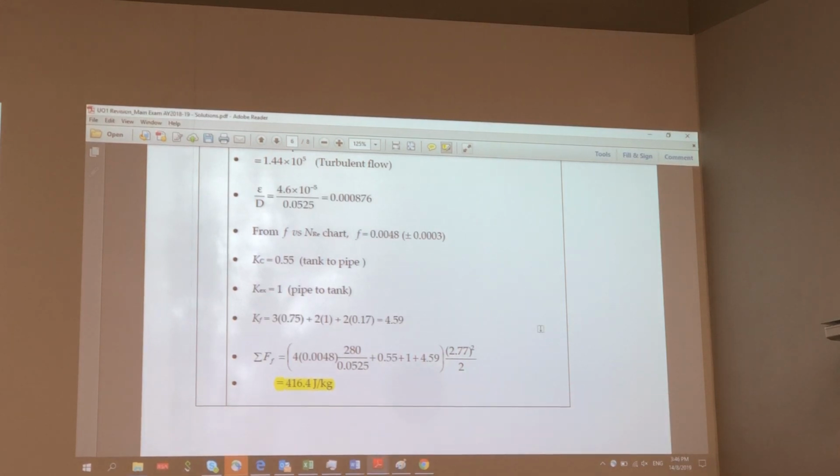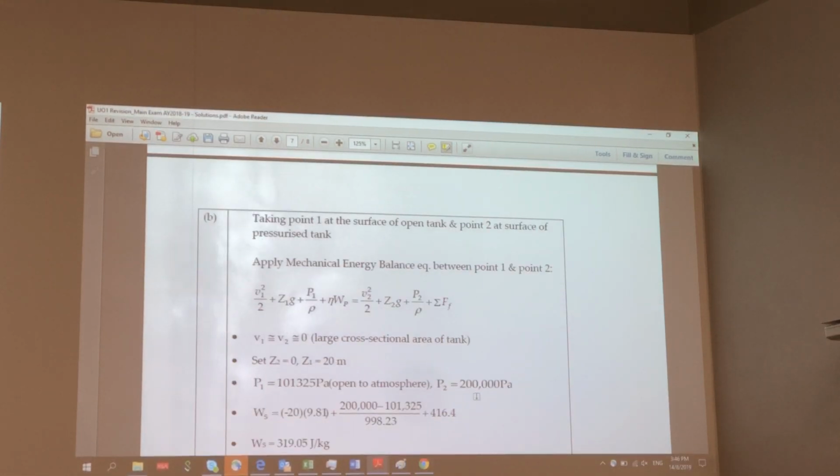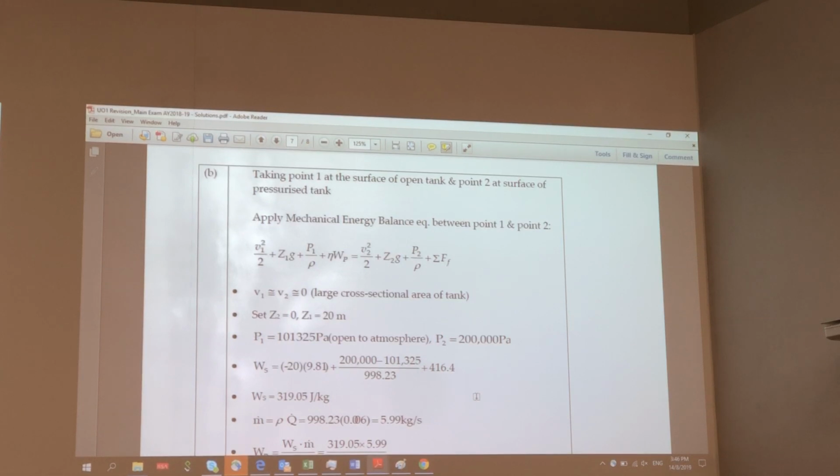After this, this is usually part A. You have to calculate the total friction loss. Then part B will be how to apply the overall mechanical energy balance equation. For part B, you will need to do a balance between the 2 points we just mentioned. Okay, you need to state this.